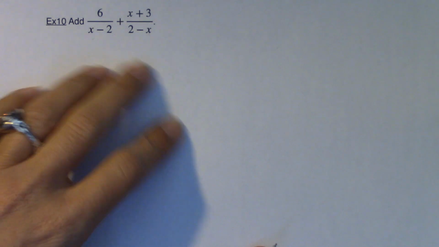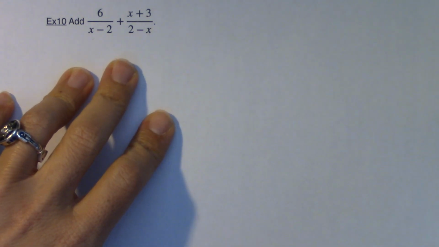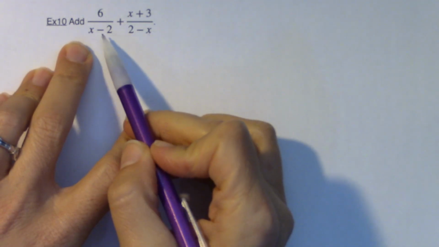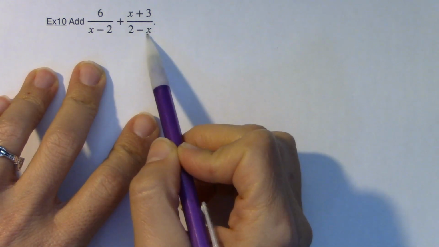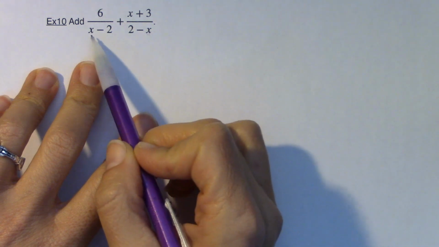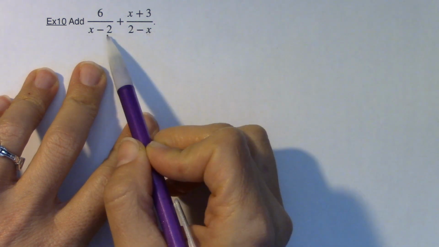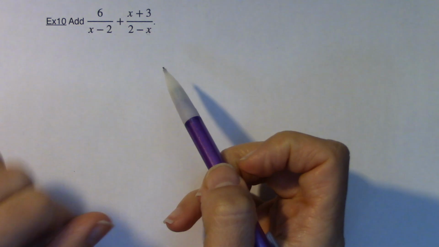Hey folks, let's take a look at example 10. And example 10 has a lot packed into it. I really want to take a look at these two denominators, x minus 2 and 2 minus x, because they have the same terms, right? They both have an x and they both have a 2, but they're in flip-flopped order.